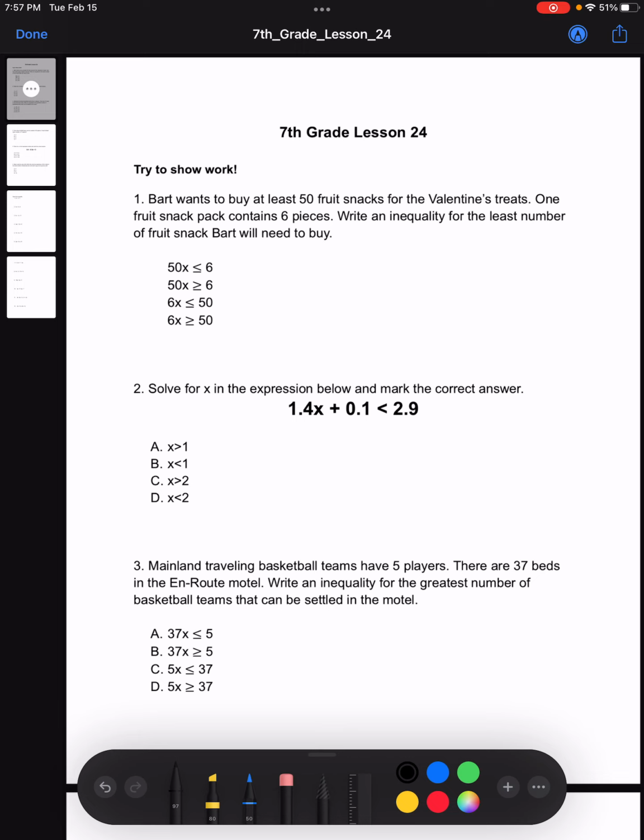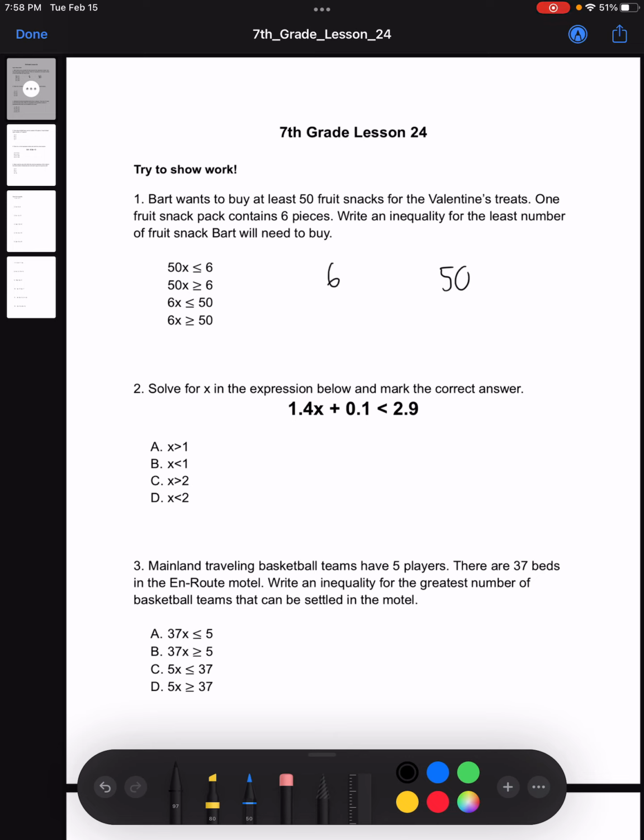Let's get started with number 1. Bart wants to buy at least 50 fruit snacks for the Valentine's treats. One fruit snack pack contains 6 pieces. Write an inequality for the least number of fruit snacks Bart will need to buy. Well, we know that we want 50 fruit snacks, and we also know that these fruit snacks come in packs of 6.